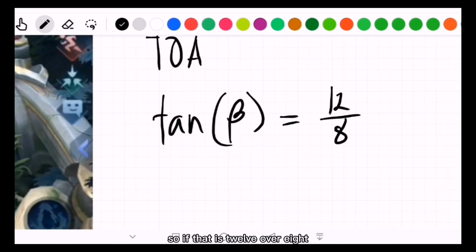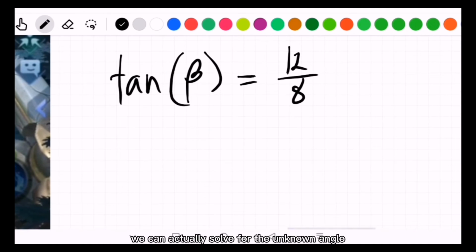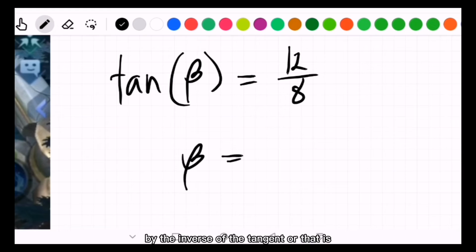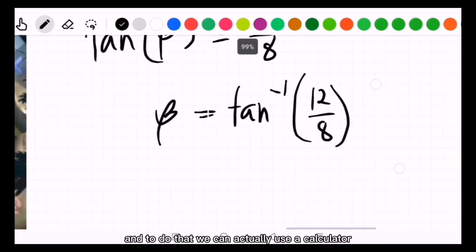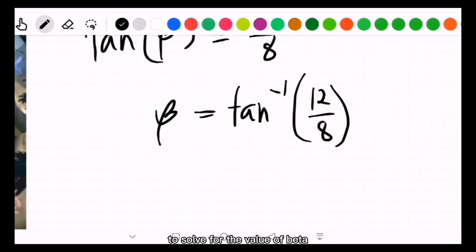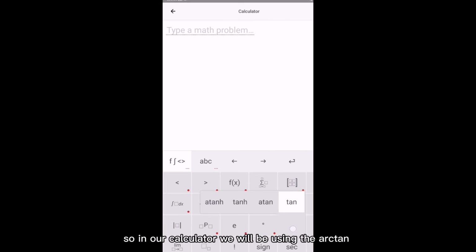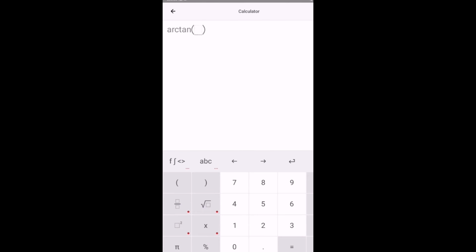So if that is 12 over 8, we can actually solve for the unknown angle by the inverse of the tangent, or arctan, times 12 over 8. And to do that, we can actually use a calculator to solve for the value of beta. So in our calculator, we will be using the arctan of opposite over adjacent. So in the given, that is 12 over 8.